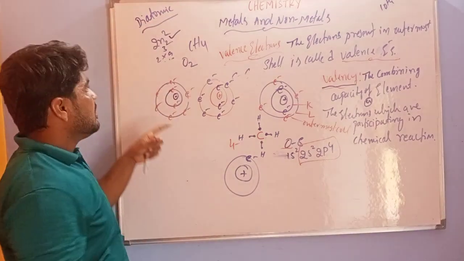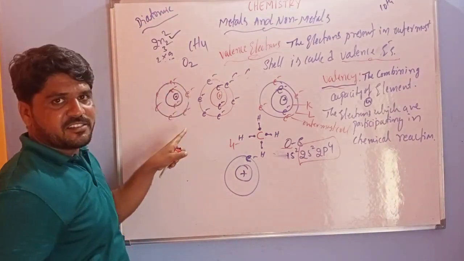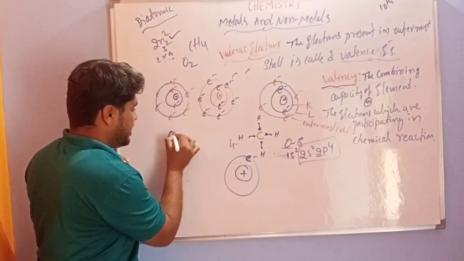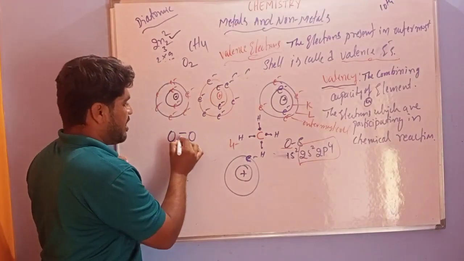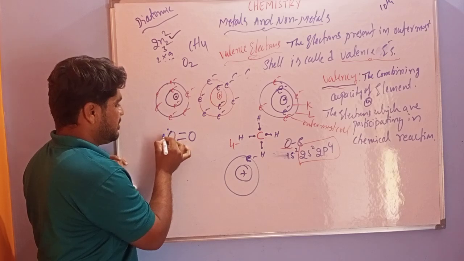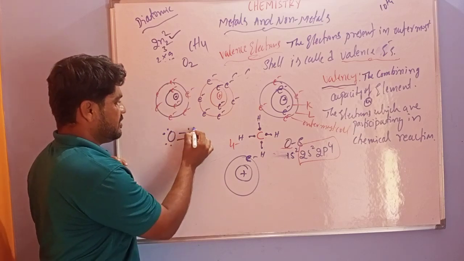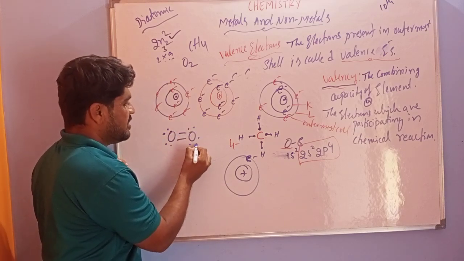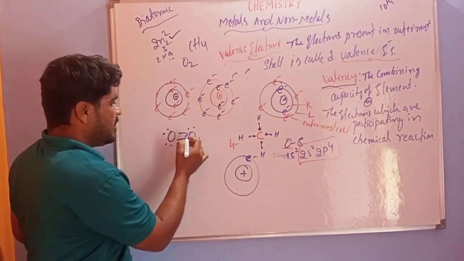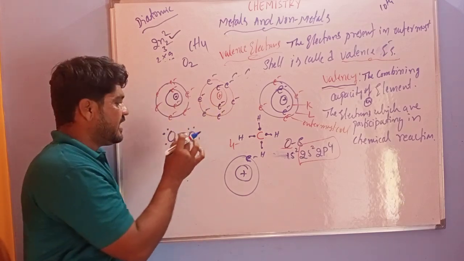So that means this oxygen is bonded by 2 bonds. So how can you say this? So here, this is the structure of O2. Totally 6 valence electrons, right, ma'am?